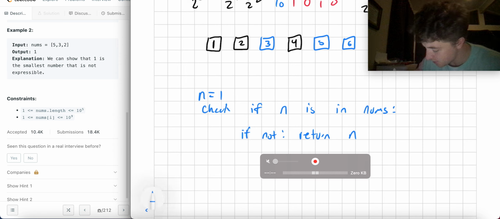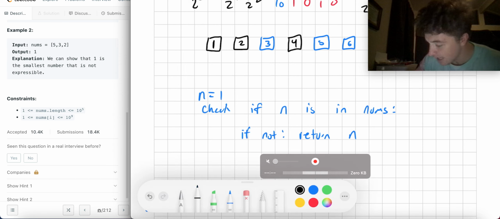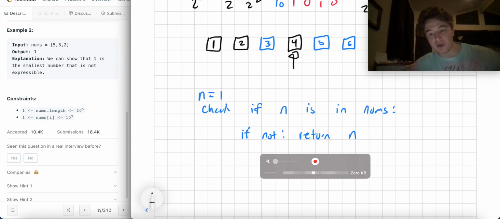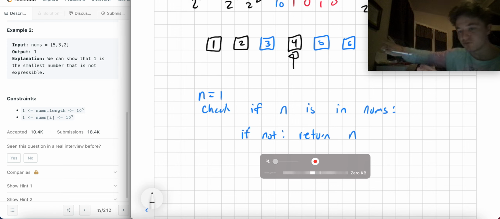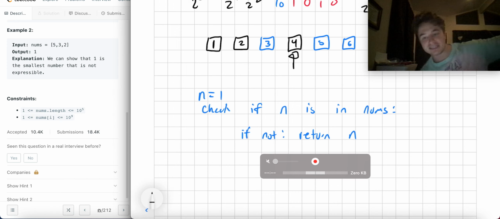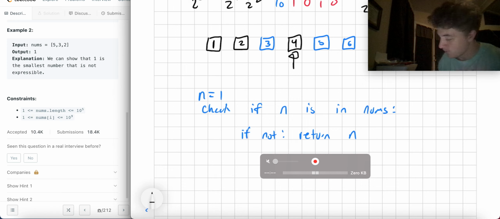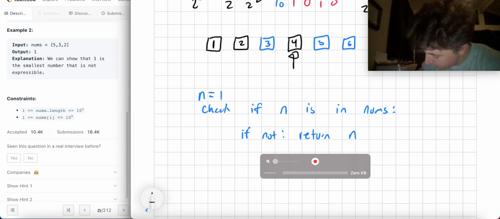As soon as we get to 4, that means we checked 1 and 2. So everything below 4 is expressible. So then that would be the minimum number, right? Because anything to its right would be larger, and everything to its left we can already create because we've already established, if we're looking at 4, that 1 and 2 can be used to create everything smaller. So if not, we return n.